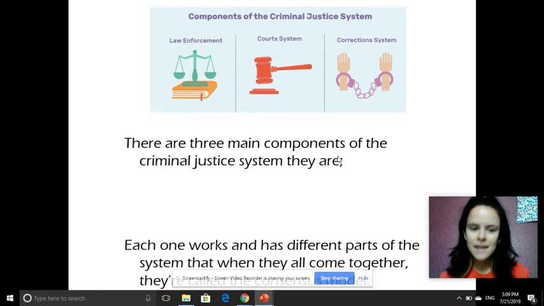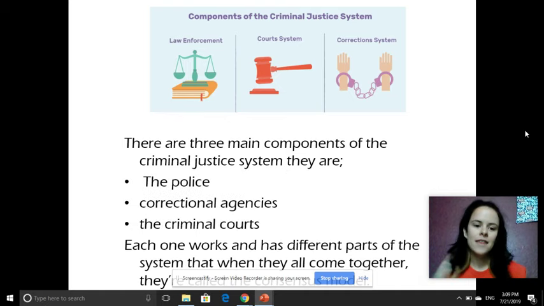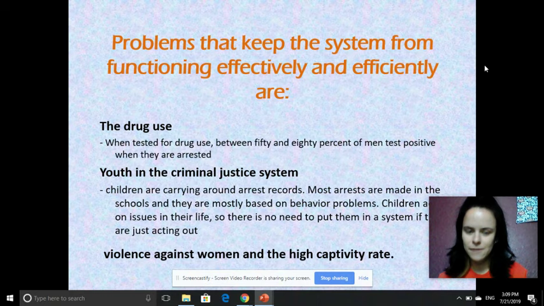Okay, first off, there are three components of the criminal justice system, and they are the police, correctional agencies, and the criminal courts. They each have different parts, but when they all come together, they all work as a team to make the system move smoothly.